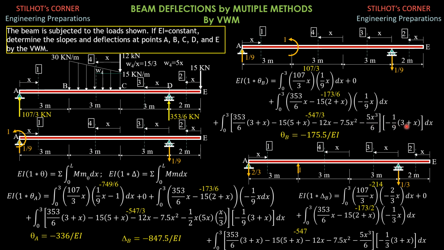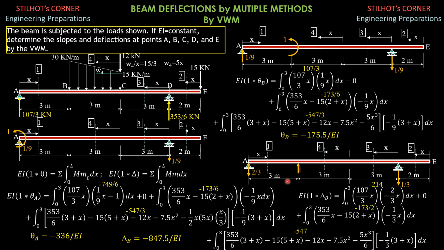So using your high-tech calculator, this is 107 over 3. The second integral is negative 173 over 6. And the last integral is negative 547 over 3. So combining this value, 107 over 3 minus 173 over 6 minus 547 over 3, it's negative 175.5 over EI for theta B. So just same value as before by the preceding methods.